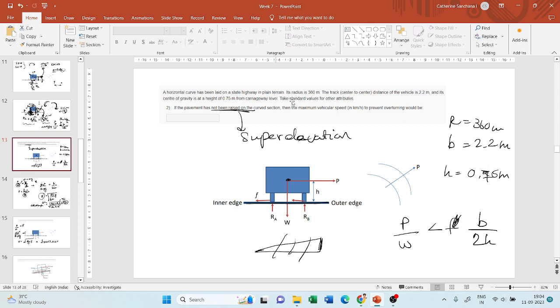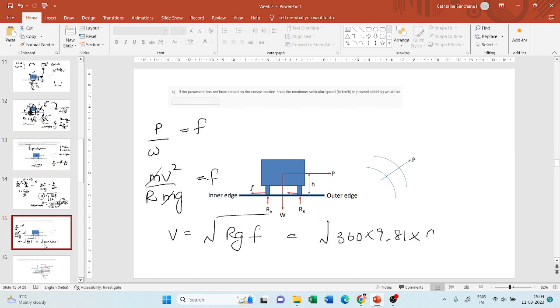I told you that the standard value is 0.15. I just wanted to confirm if it is given somewhere in the question. It is not given, and since they have asked you to take standard values, you can take it as 0.15. If you solve for this, you will get the speed of the vehicle as 82.86 kilometers per hour.